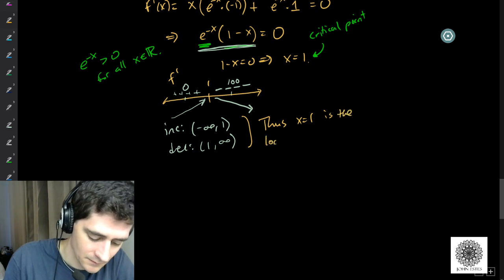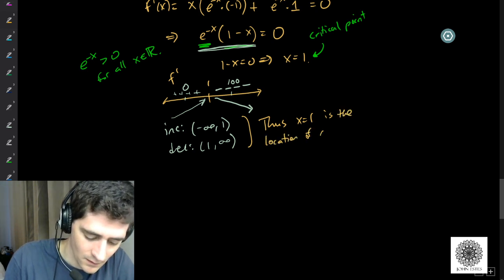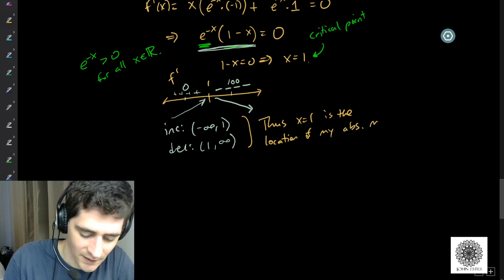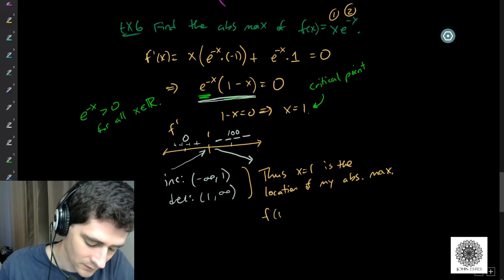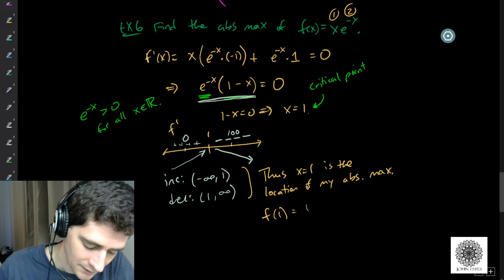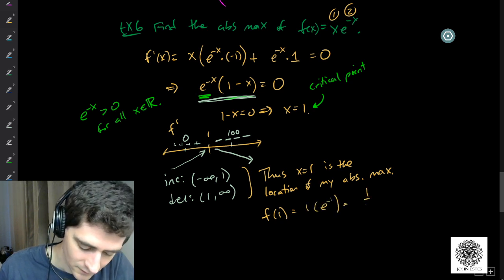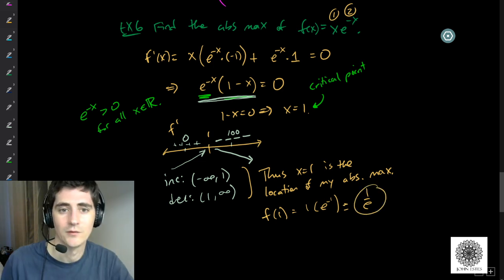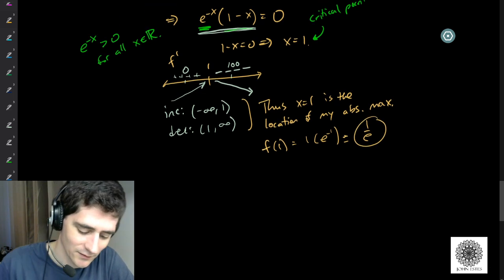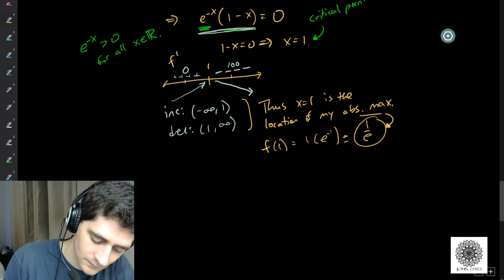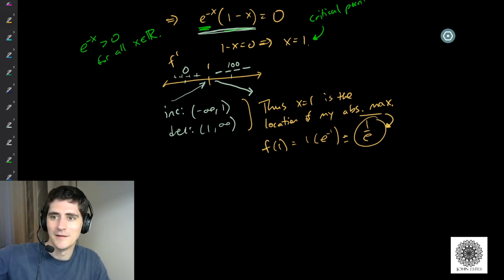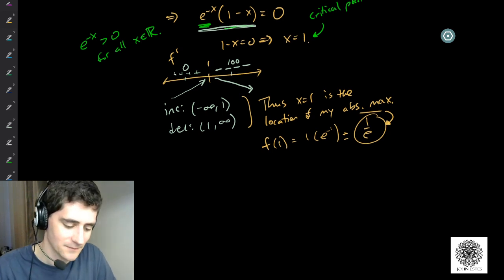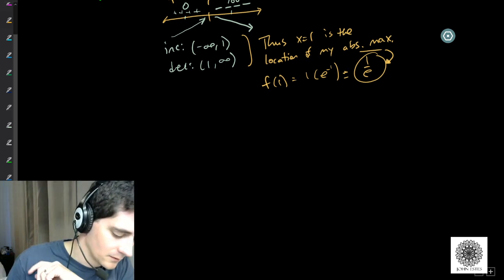We'll say that's the location of my absolute maximum. Now if you wanted to know what that value is, just plug it in. So f of 1 equals 1 times e to the negative 1. So 1 over e is my absolute max. Does it make sense? I hope so. Now let's go ahead and look at integration. Can we do the integral of e to the x?